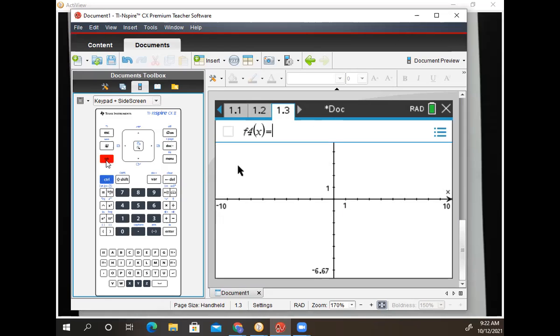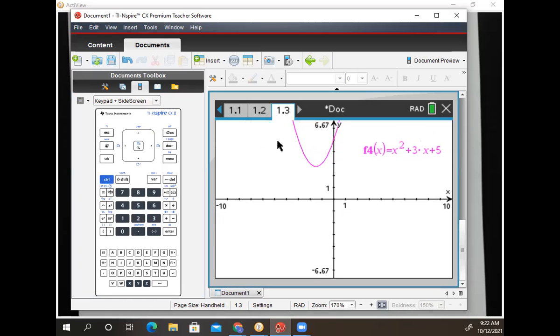There we go. Okay, what do we have? x squared plus 3x plus 5. There's our parabola up here. What are our x-intercepts? There aren't any, right? It doesn't touch the x-axis. So for this one, I want you to write none. There are no x-intercepts.